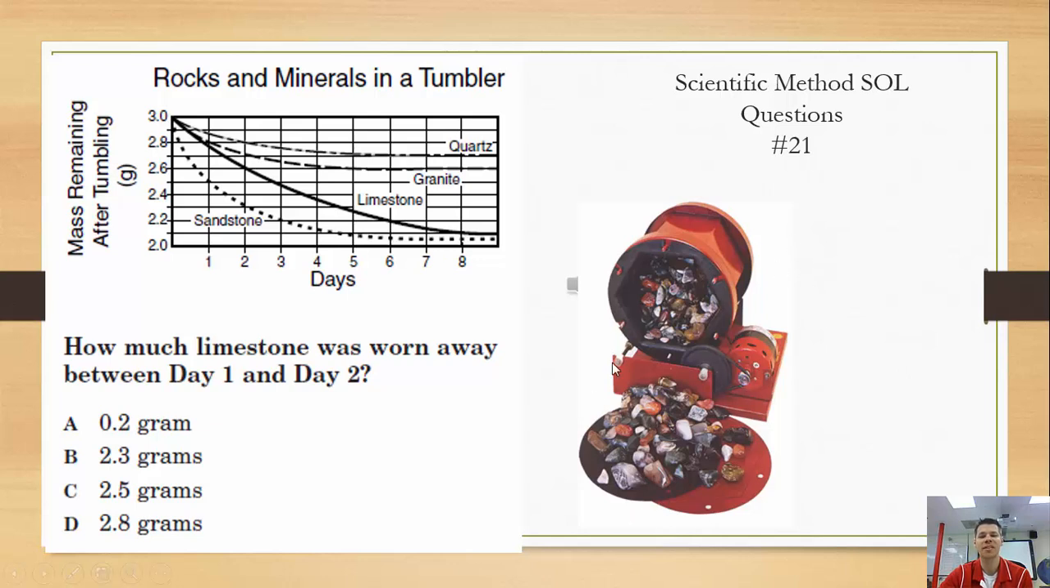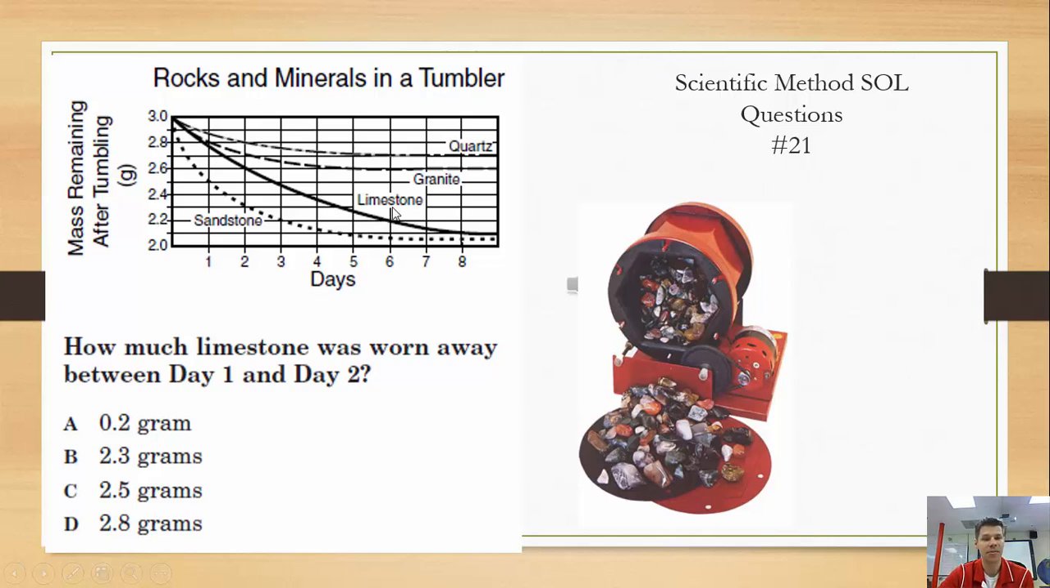This is a picture of a rock tumbler. You can put rocks in this and they'll roll around and they'll bang into each other, and eventually they'll get polished and smooth. All right? So the question here is, how much limestone was worn away between day 1 and day 2? So these are rocks and minerals in a tumbler. We have some quartz, we have granite, limestone, and sandstone. All these other lines are just here to confuse you because the question is about limestone.